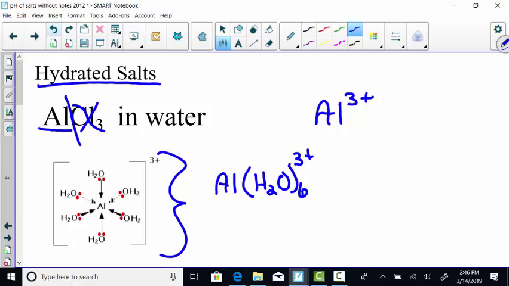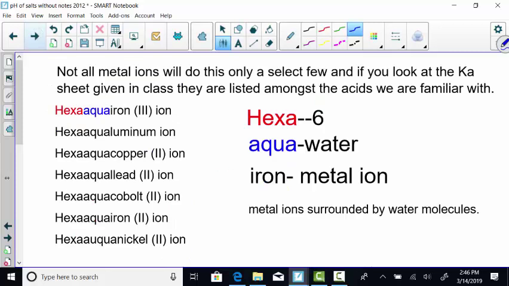Okay? Now, there are a lot of molecules that do this, and they have really weird names. So I'm just going to jump ahead before I come back and talk about why this would be an acid or a base. Not all metal ions will do this, but there are a select few that do. And if you look at your Ka chart, there is a list, or these are among the list in that Ka chart. And they have really weird names.